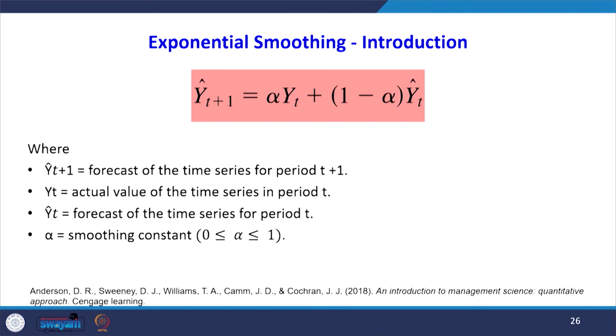So the model for exponential smoothing is y hat t plus 1 equal to alpha into y t plus 1 minus alpha into y hat t. If you want to know the forecast for the next period, it is alpha times the previous period actual value plus 1 minus alpha multiplied by the previous period forecasted value. The value of alpha should be between 0 and 1.